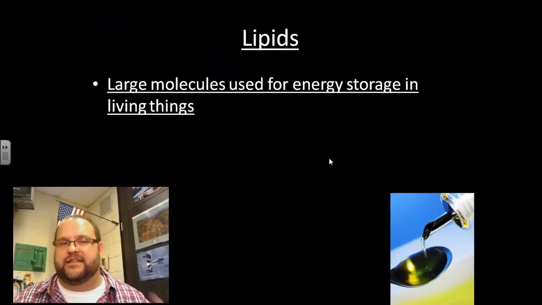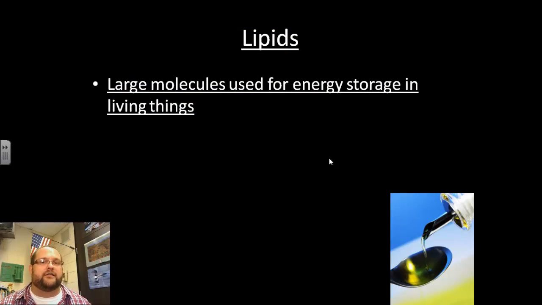This is lesson 3C. And in this lesson, we're going to talk about lipids. In our last lesson, we talked about monomers and polymers, and then we talked about carbohydrates. This lesson, we are just going to tackle lipids, not liquids, lipids. So lipids are large molecules, and they're used for energy storage.